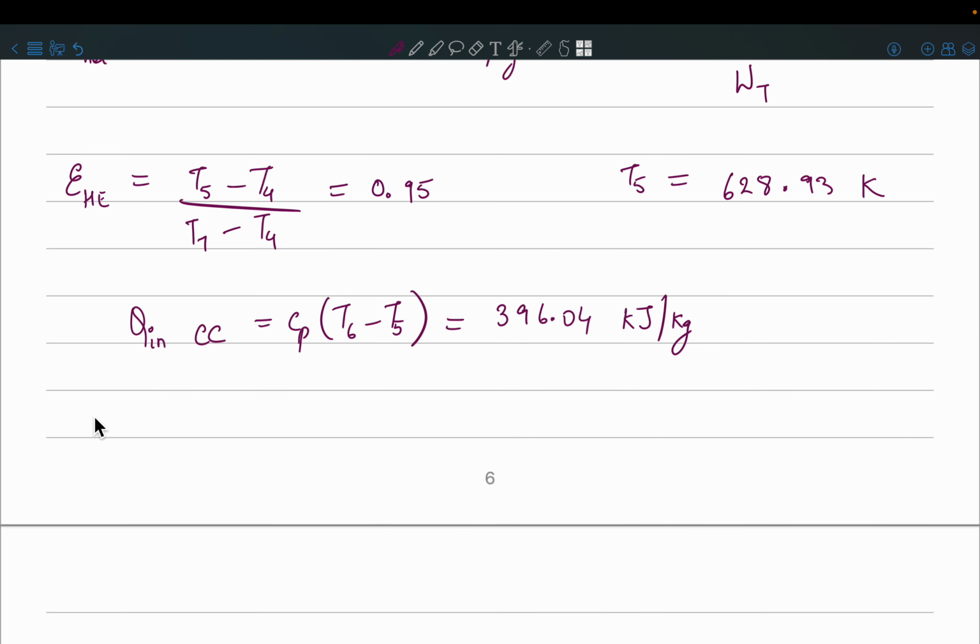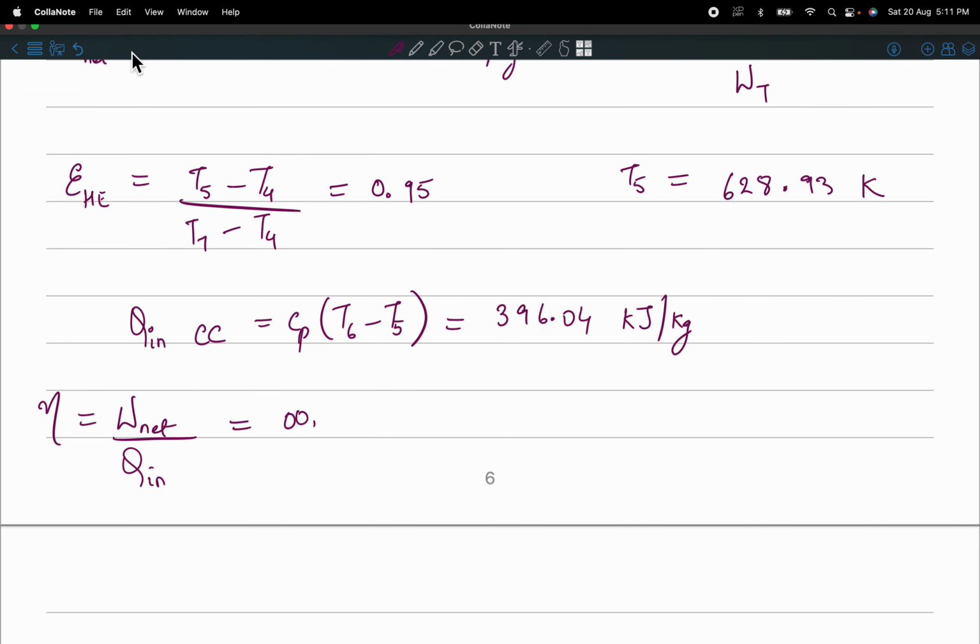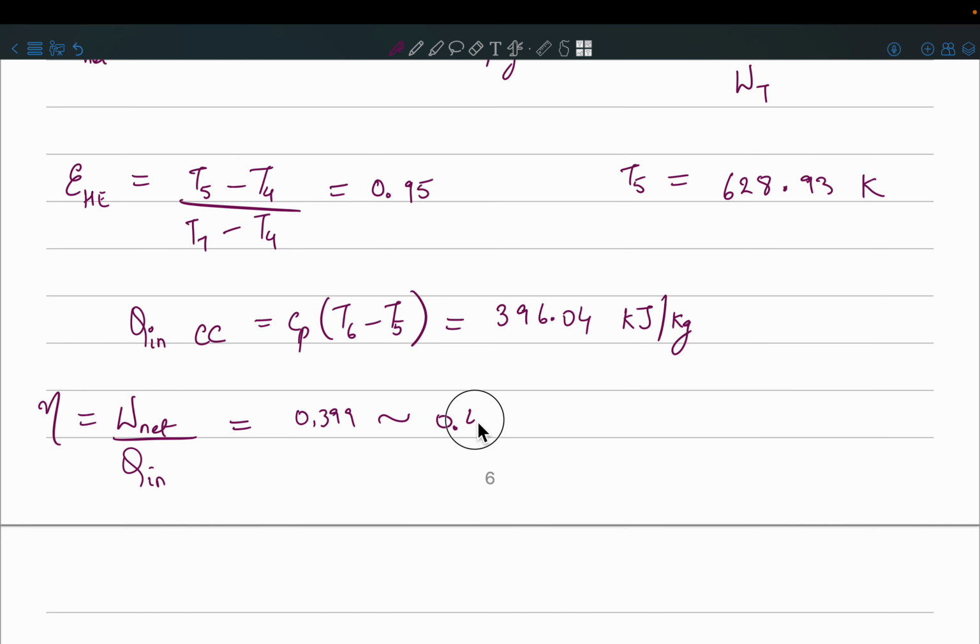Okay, so now we can find the efficiency of the entire cycle, which is nothing but the net work of the cycle divided by the total heat input, and that turns out to be 0.399 or approximately 0.4. So the efficiency is like 40%.